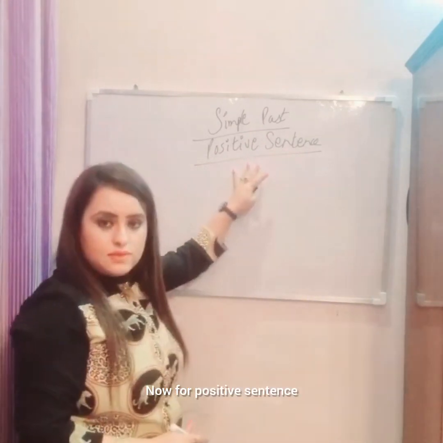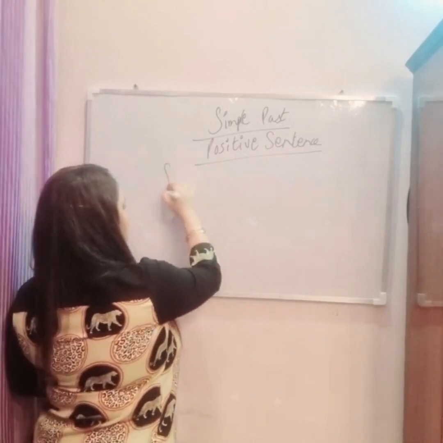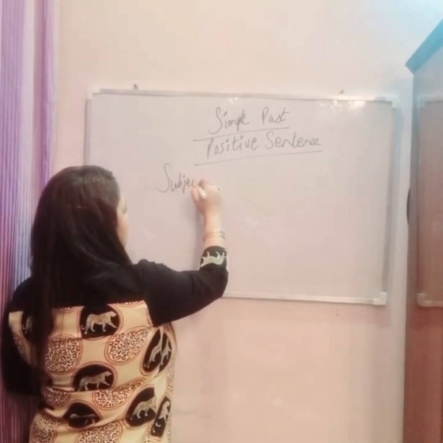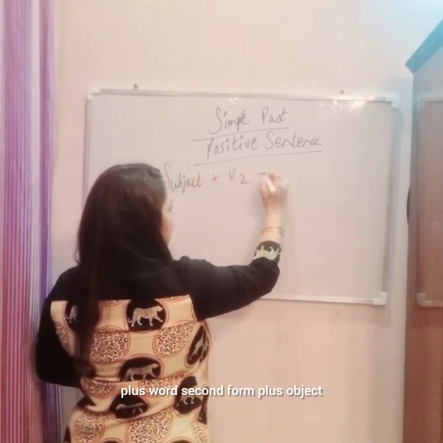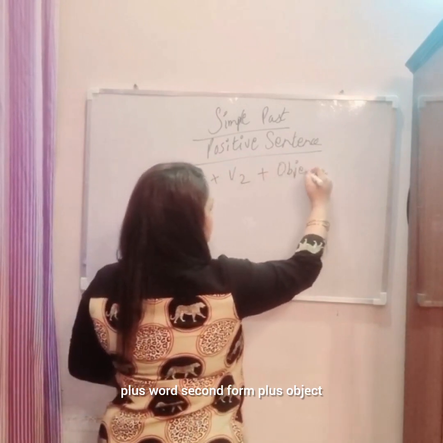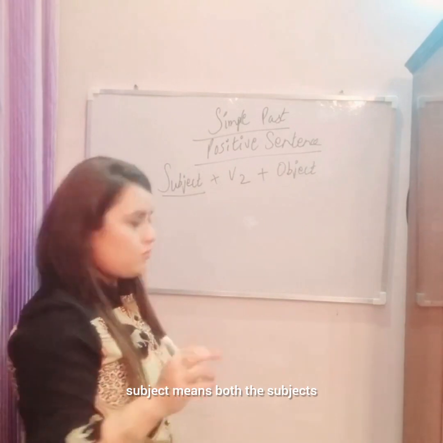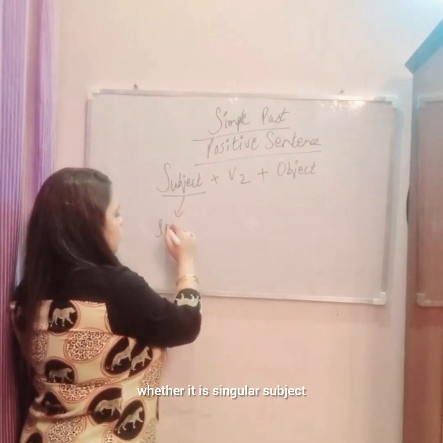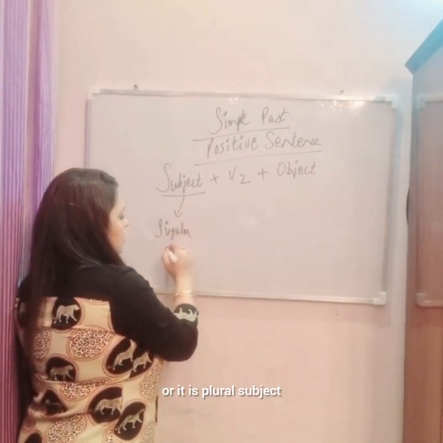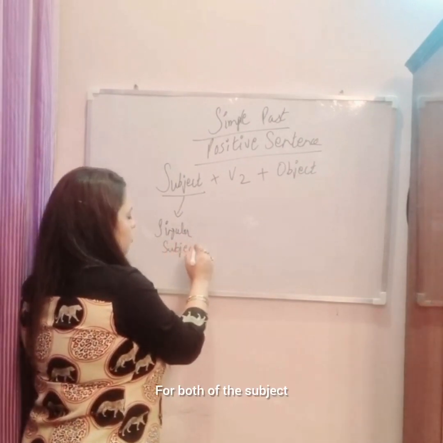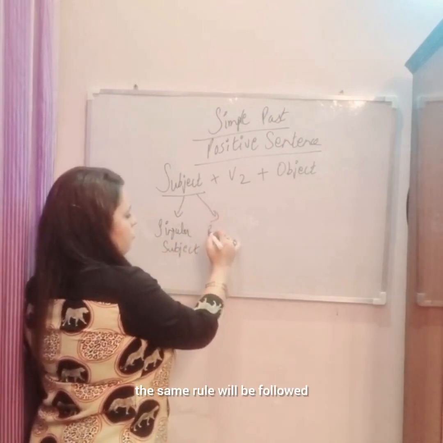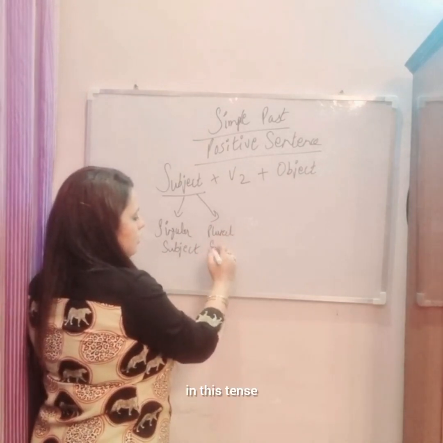Now for positive sentence, what's the rule? The rule is subject plus verb second form plus object. So here if I say subject, subject means both the subjects, whether it is singular subject or it is plural subject. For both of the subjects, the same rule will be followed in this tense.